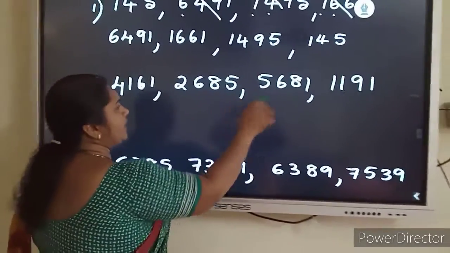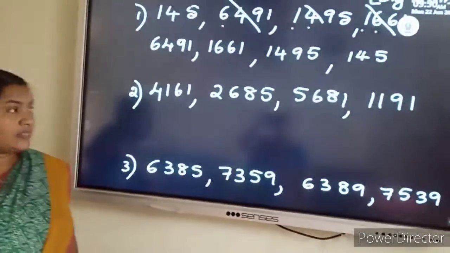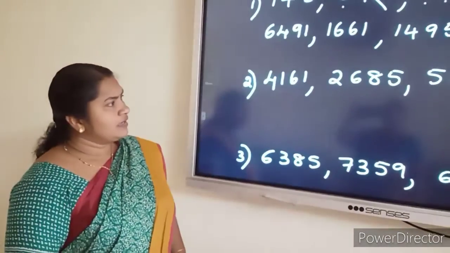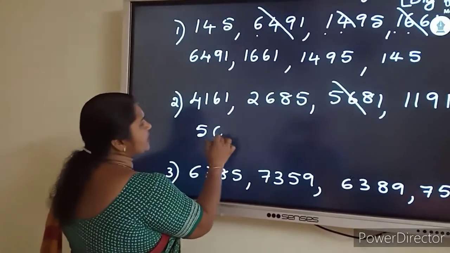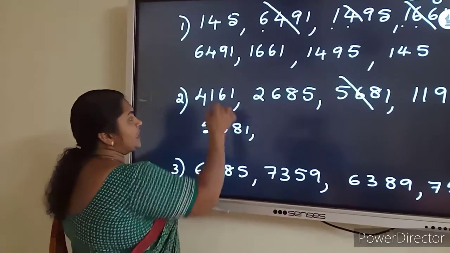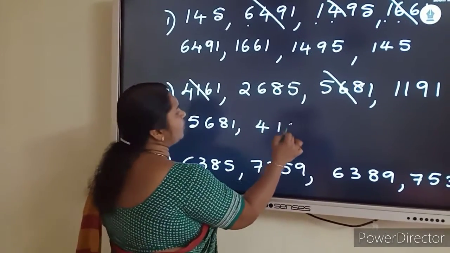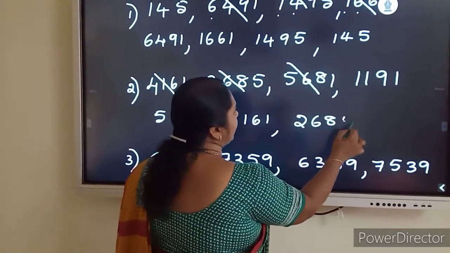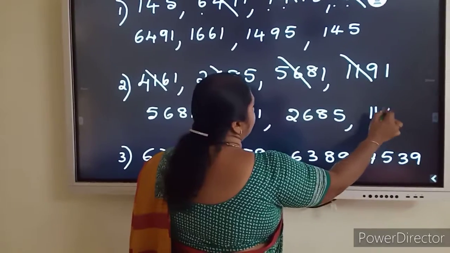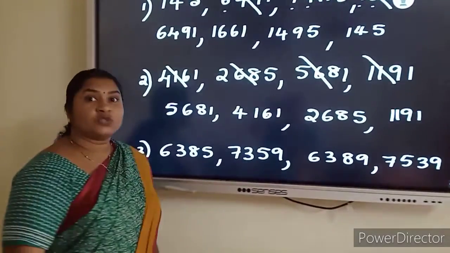Here we have 4 numbers with 4 digits. Which one is the biggest? Yes, definitely this will be the biggest because it starts with the digit 5. Then we have the one with 4. Then we have the one with 2. And the last one will be the number which starts with the digit 1.